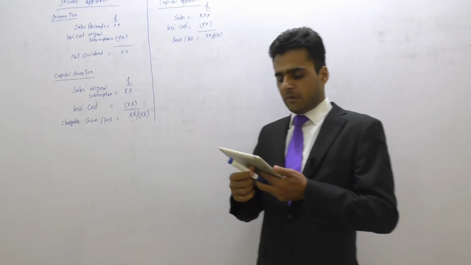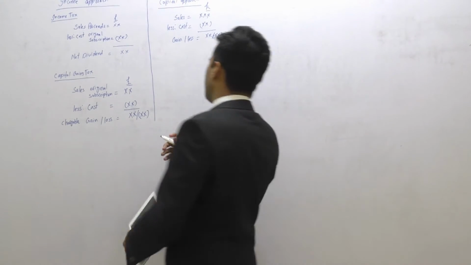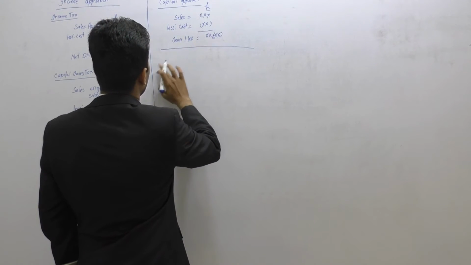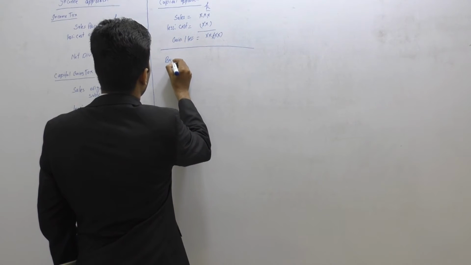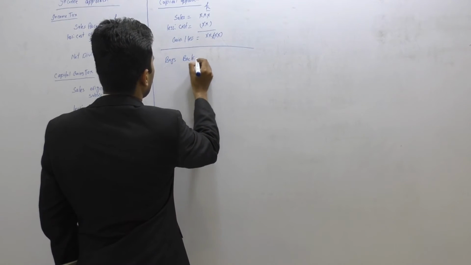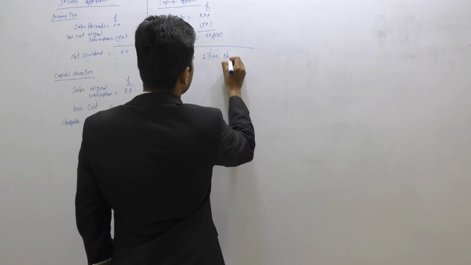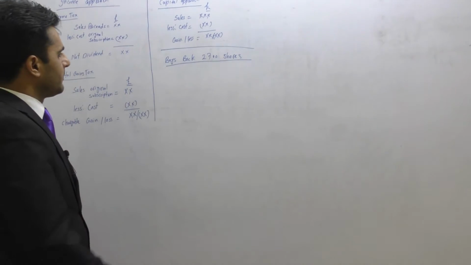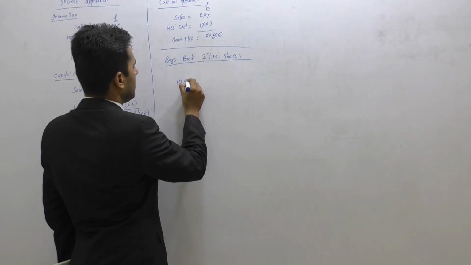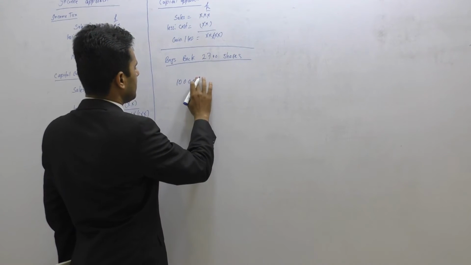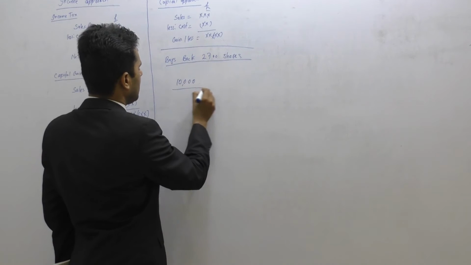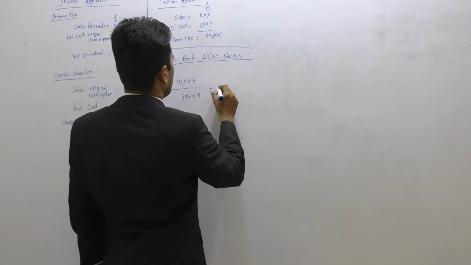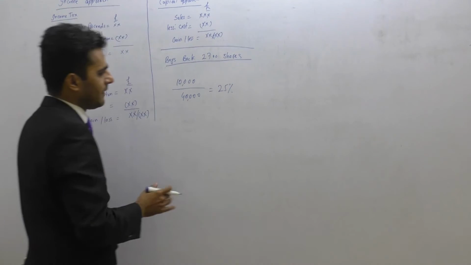Now her current shareholding in the company, let me see. If the company buys back 2,700 shares, her current shareholding is 10,000 shares in the company, and total shares in the company are 40,000. So her shareholding is 25%. That is her current shareholding.